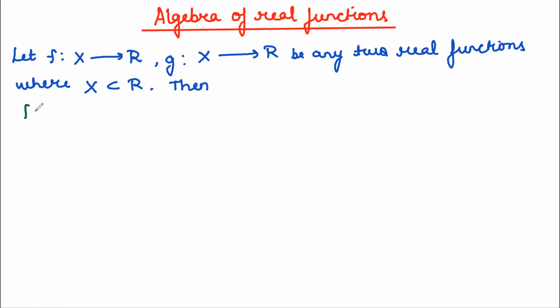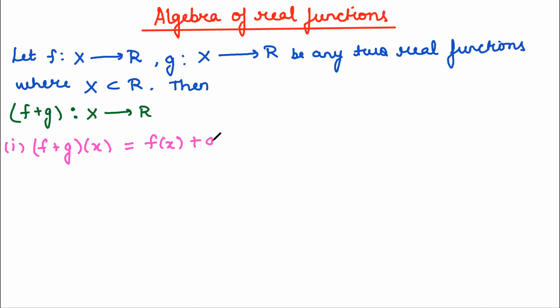f plus g will be defined from x to R. तो जो f plus g का domain है that is also x and it will be to R. तो वो क्या होता है? It is defined as f plus g of x. You will operate it on the element of x and it is given by f of x plus g of x for all x belongs to the set x. This is how we define the addition of two functions. F plus g of x is f of x plus g of x.